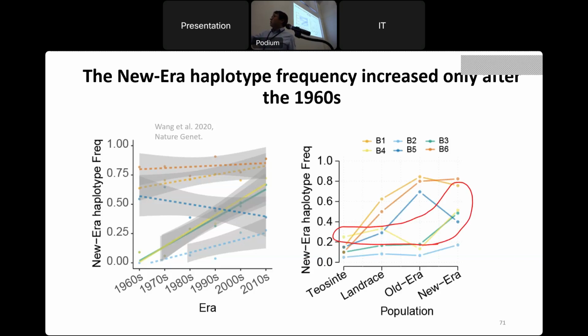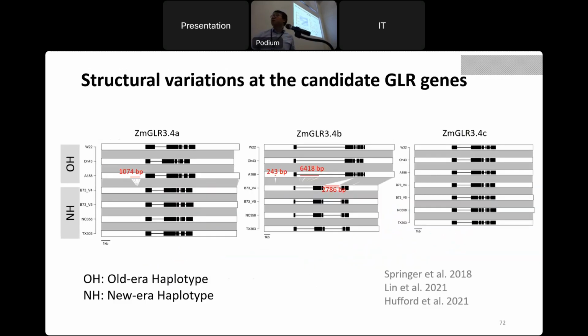Further, we checked the new era allele frequency in teosinte, the maize wild ancestor, and in the landraces, and the old era and new era. You can see that even in teosinte, the new era allele is present, suggesting this is not a new mutation, it's from standing variation. It increased in the landraces, decreased a little bit in the old era, and rapidly increased in the new era, likely in response to varied levels of nitrogen limitation.